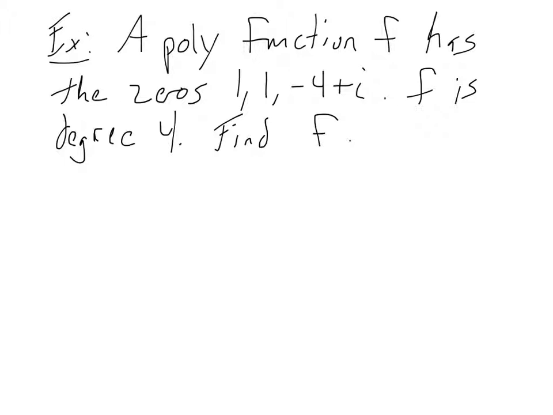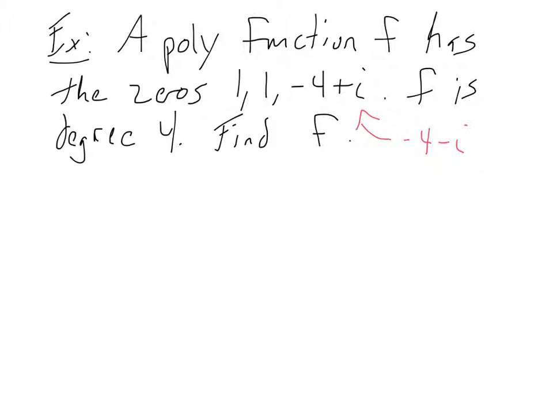So I'll actually walk us through this one since we haven't done an example like this before. To find f, first of all, we know that we have 3 of the 4 zeros. We have 1, 1, meaning 1 has multiplicity 2 here, and we have negative 4 plus i. If negative 4 plus i is a zero, what must also be a zero? Negative 4 minus i must also be a zero. And that gives us all 4 of our zeros because it's a degree 4 polynomial here.